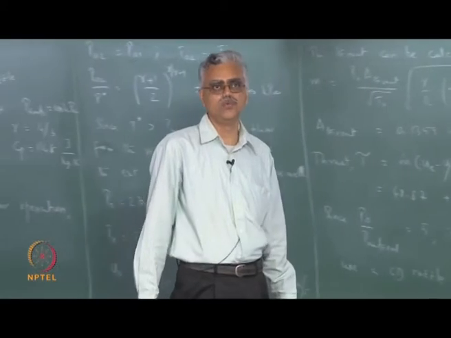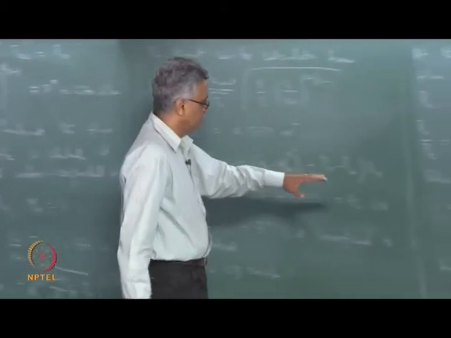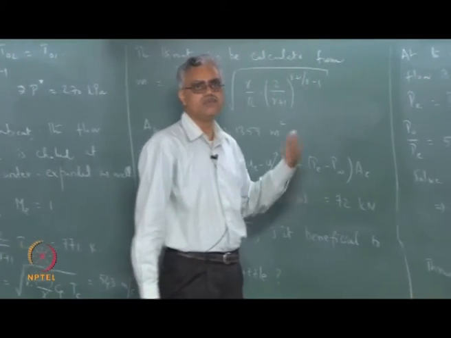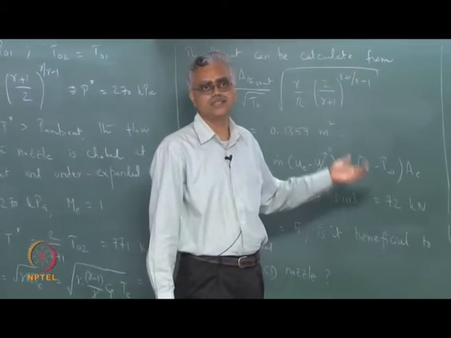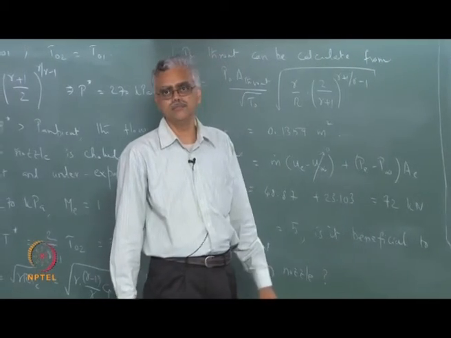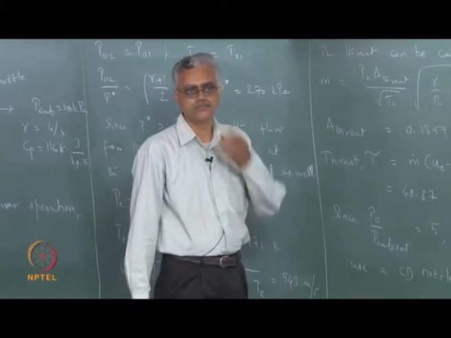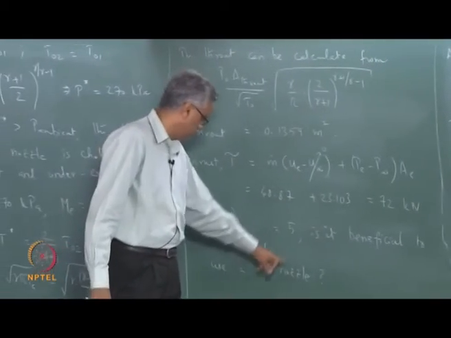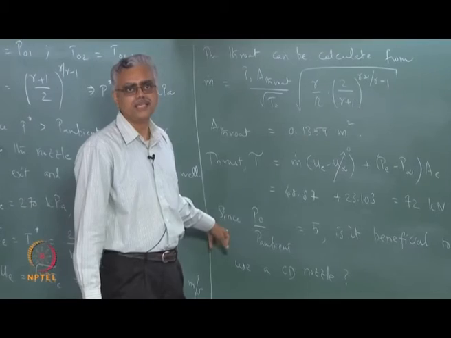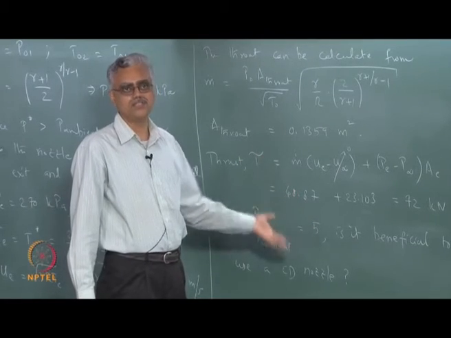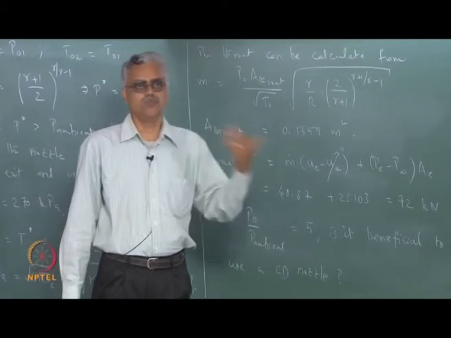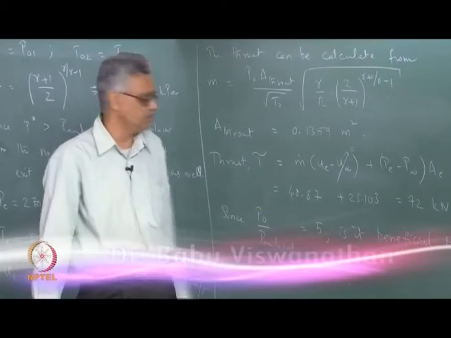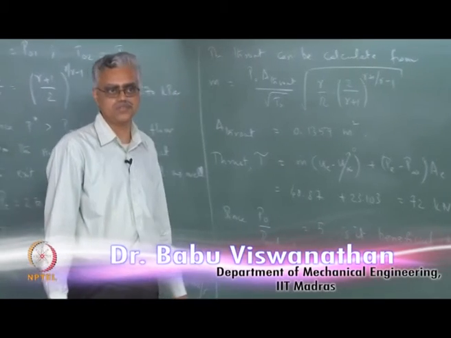So definitely there is an improvement, and the improvement will become better as your P0 over P ambient keeps increasing. It is 5 in this case. As it keeps getting better, it will become more and more. So this shows that for these kinds of ratios, P0 over P ambient, it may not be worth having a convergent divergent nozzle because of the normal shock during startup and the complexity that it brings in. So we may be better off just using a convergent nozzle in this case.